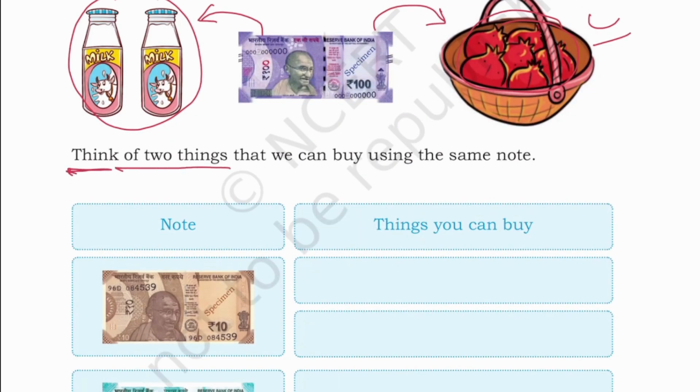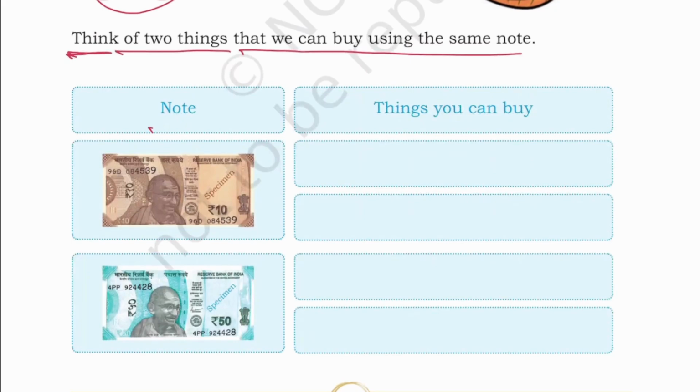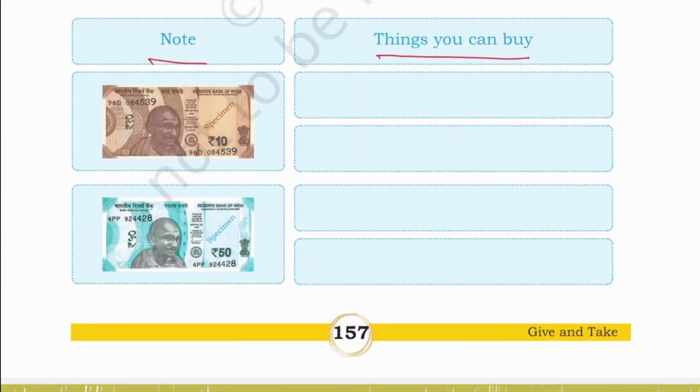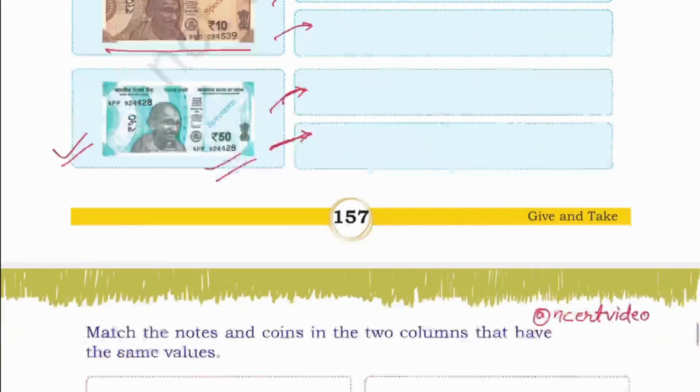Think of 2 things that we can buy using the same notes. Note the things you can buy. Using a 10 rupee note, what things can you buy, such as Bimbar or Surf Excel or a bathing soap? Or using a 50 rupee note, what can you buy, such as a broom or something else, or 1 kg sugar. Okay, you can write it here.